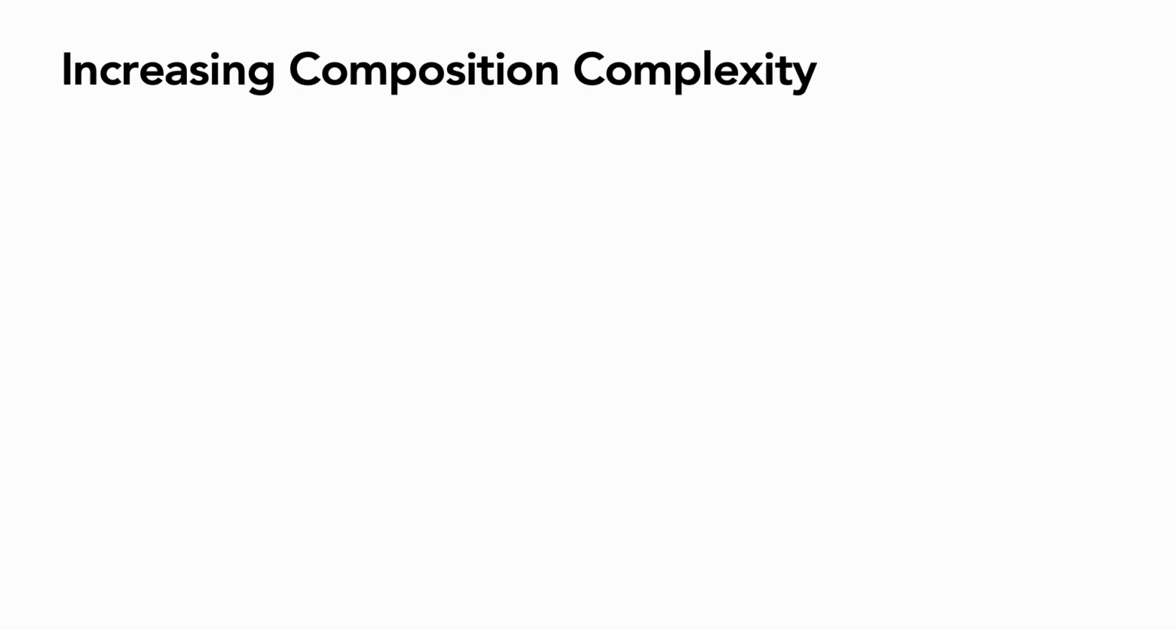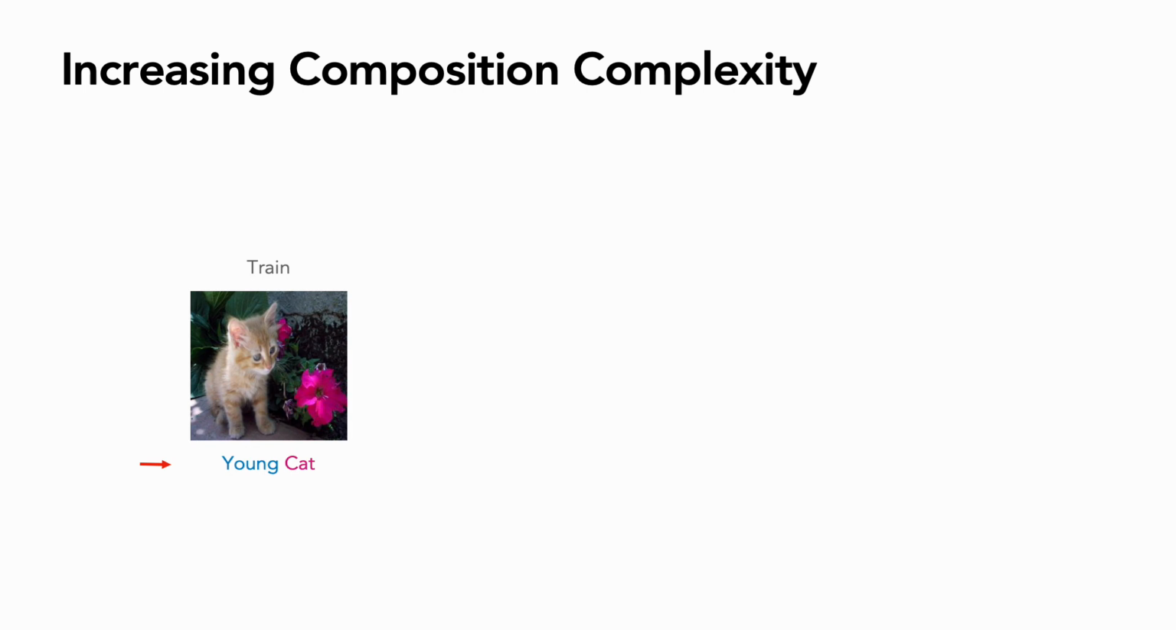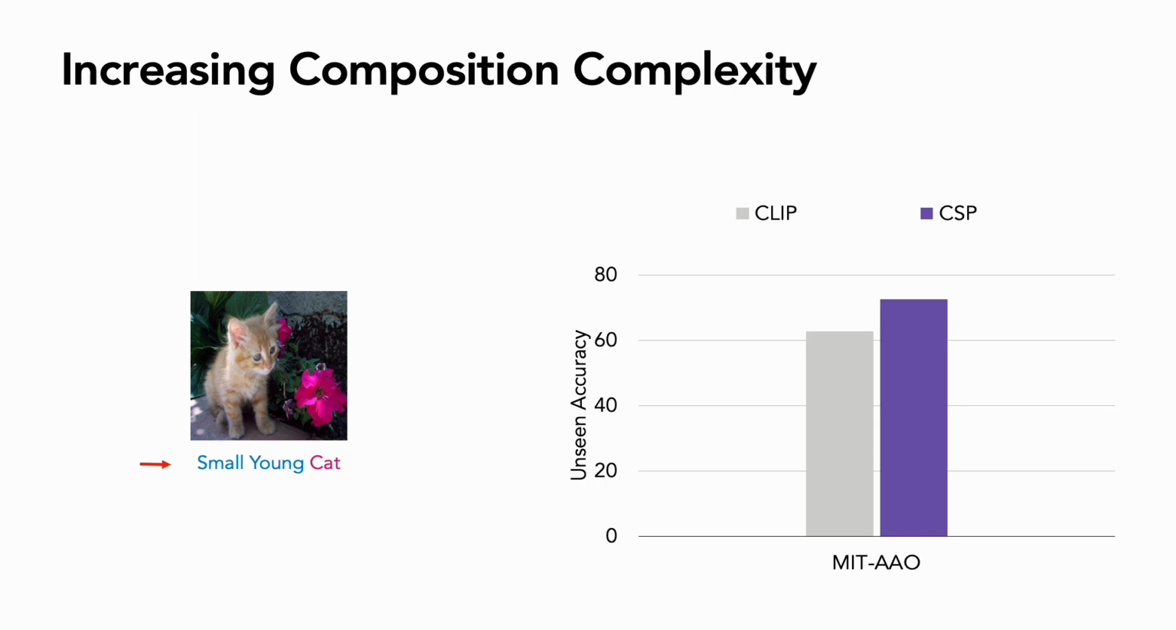CSP has several advantages made possible by the flexible text encoder. In our training set, we have compositions such as young cat. We ask this simple question: can we use the trained model to predict small young cat without any additional training? Our results on a newly annotated dataset show that CSP improves unseen accuracy compared to CLIP.